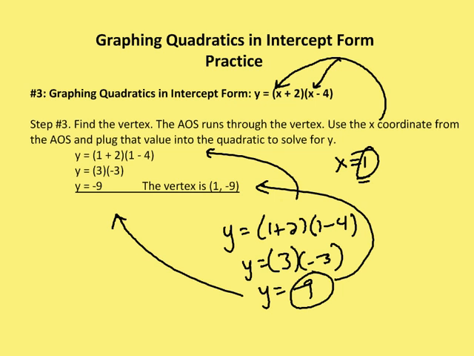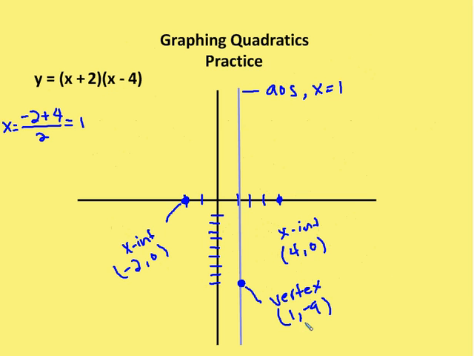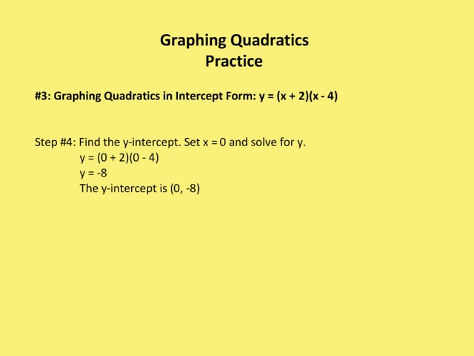So let me go ahead and plot that. I have 1, negative 9 as my vertex. So see, I plotted my vertex. I have my two x-intercepts. I have my axis of symmetry. It's looking like the graph is going to face up, but let's just double check, because we have to find our y-intercept first.